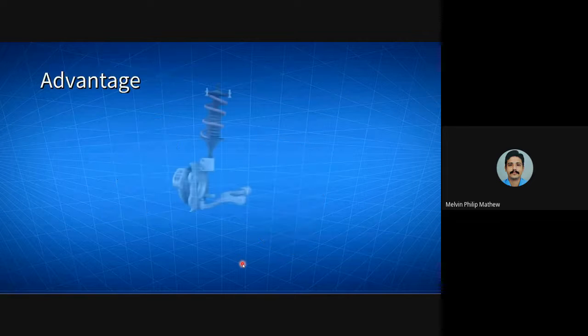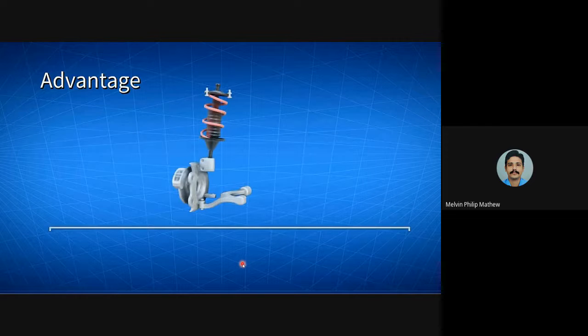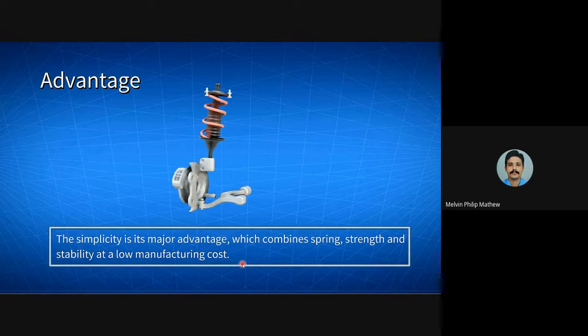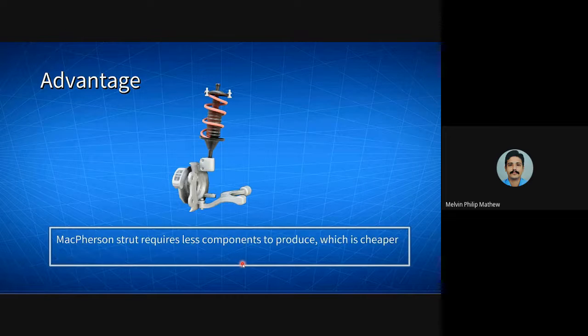The advantage. The simplicity of the Macpherson strut suspension is its major advantage. The Macpherson strut suspension effectively combines spring strength and stability with low manufacturing cost. Without the need for a separate upper control arm, the Macpherson strut requires fewer components to produce, which is cheaper to make, more lightweight, and smaller than other suspension systems. The reduced unsprung weight also allows the vehicle to accelerate at a faster speed.